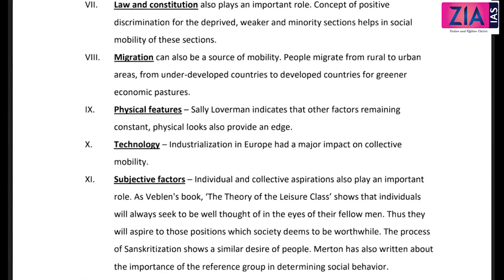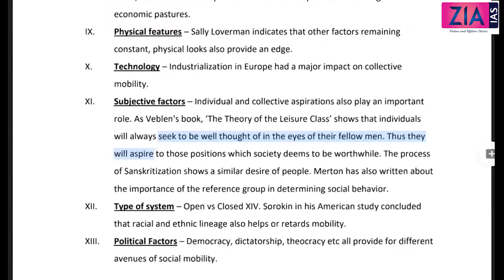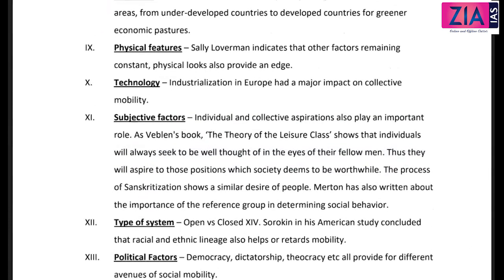Law, constitution, right? How can this give you mobility? Constitution ensures equality, so that is one dimension. Law, okay. This you can just read.